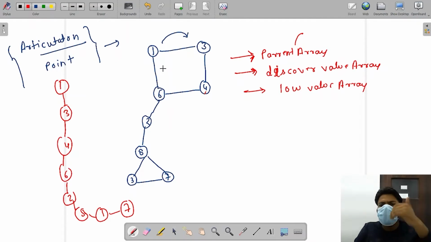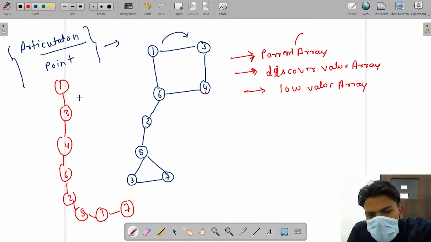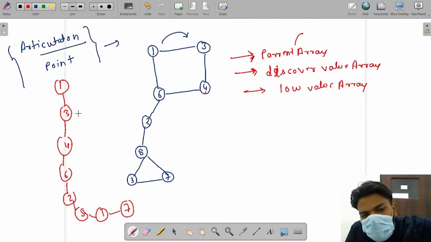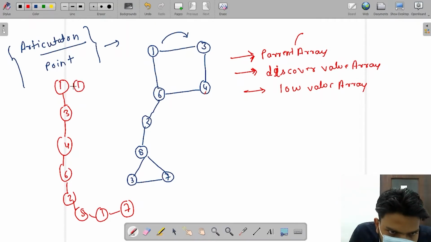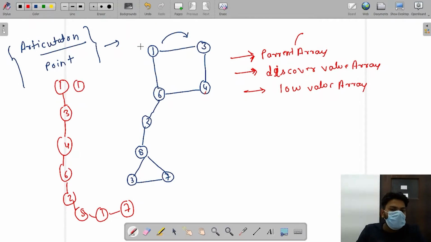discover value? Discover value is something like when the vertex is discovered. When the vertex is discovered, what is the stage? Like what is the stage value of 3? At which stage is this vertex 3 discovered? This is the stage of 1. This vertex 1 is discovered at the stage of 1.